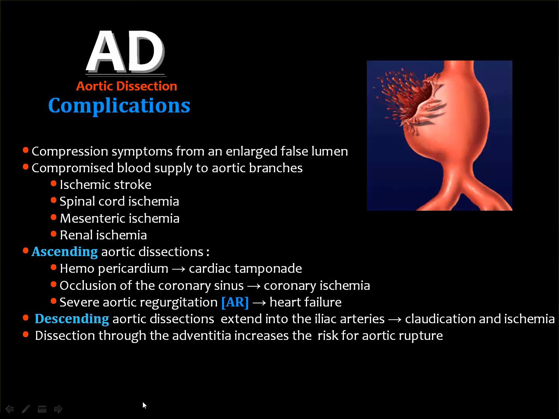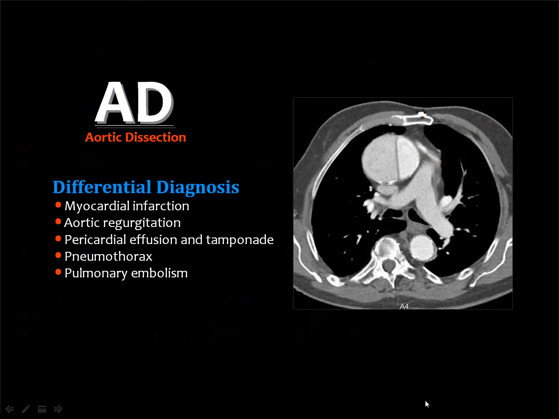Then progression of the dissection towards the ascending aorta may result in hemopericardium or cardiac tamponade, occlusion of the coronary sinus, and severe aortic regurgitation, while descending extension of the intimal flap may reach the iliac arteries, causing claudication and ischemia.